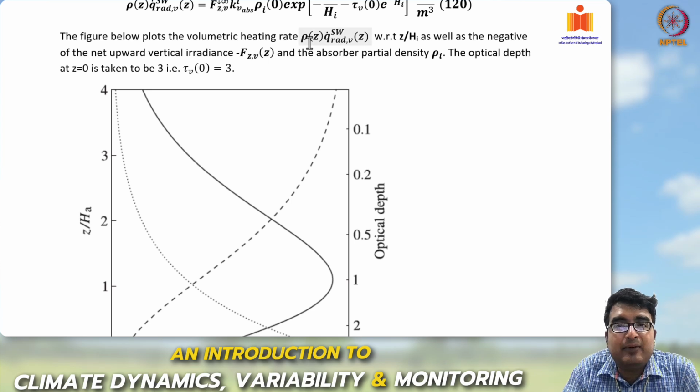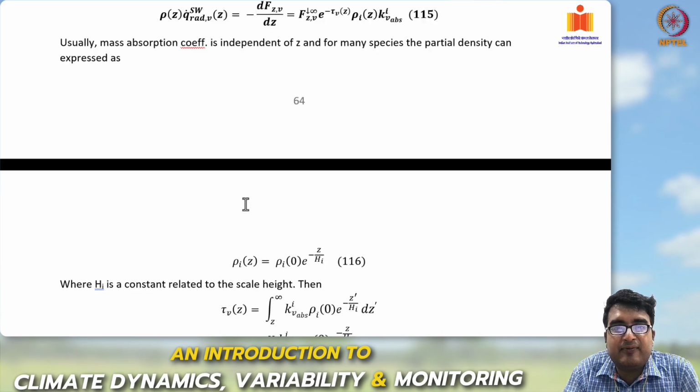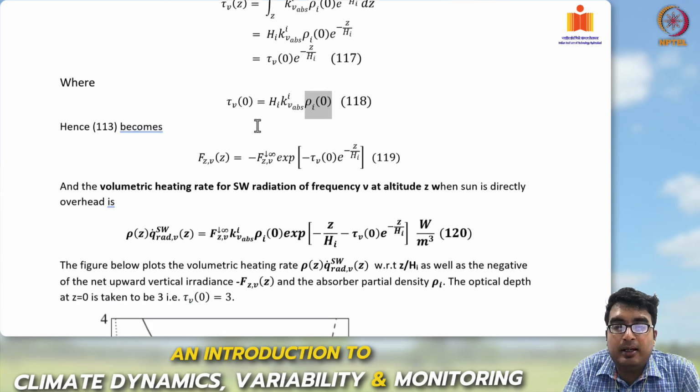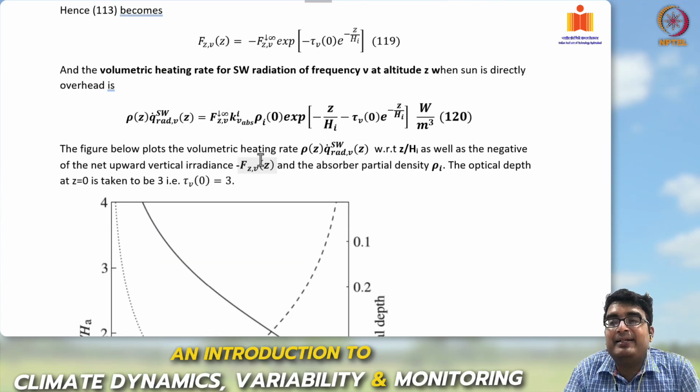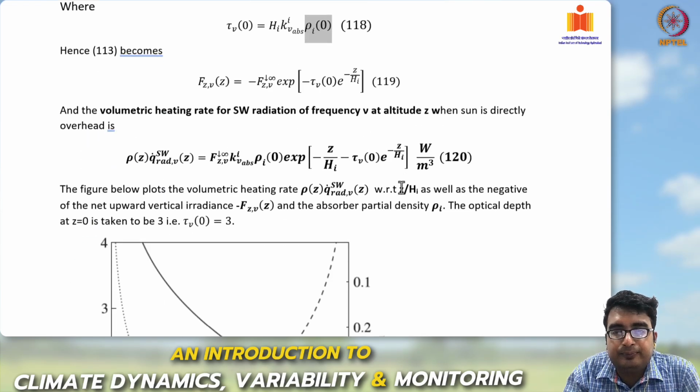We are plotting the volumetric heating rate as well as the negative of the net upward vertical irradiance. So this is F_z,nu, negative of this is F_z,infinity e to the power minus tau_nu z. So the negative of the net upward irradiance. So basically the net downward irradiance we are plotting when we are doing the negative of the upward irradiance. And the absorber partial density rho_i has also been plotted.